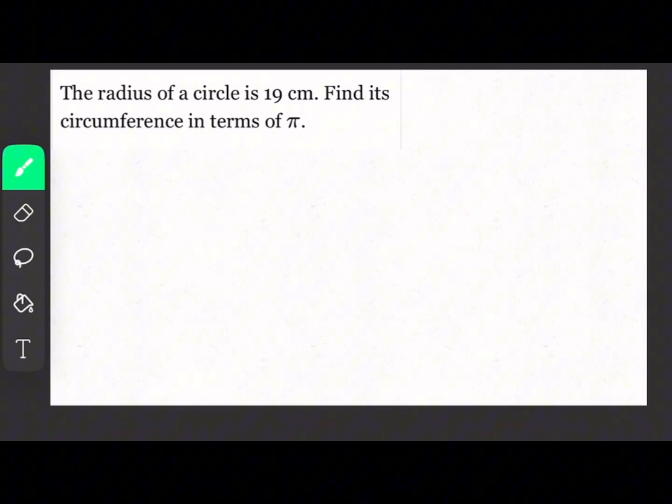The radius of a circle is 19 centimeters. Find its circumference in terms of pi.